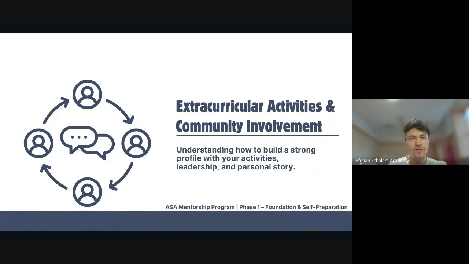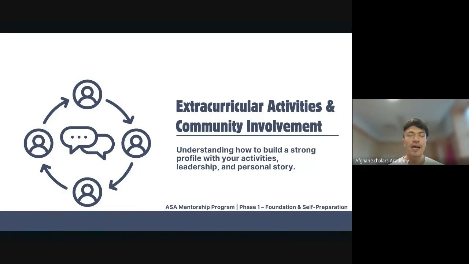So, extracurricular activities and community involvements. This is a very significant section, a very important part of your application. It's a central aspect that shows who you are in a community, who you are outside your classroom, and it really shows how you communicate with people and how you are contributing to the community you're living in, through different activities.